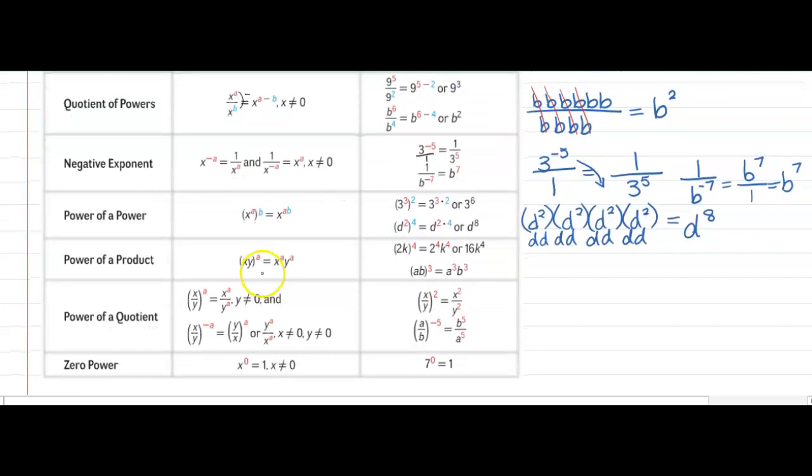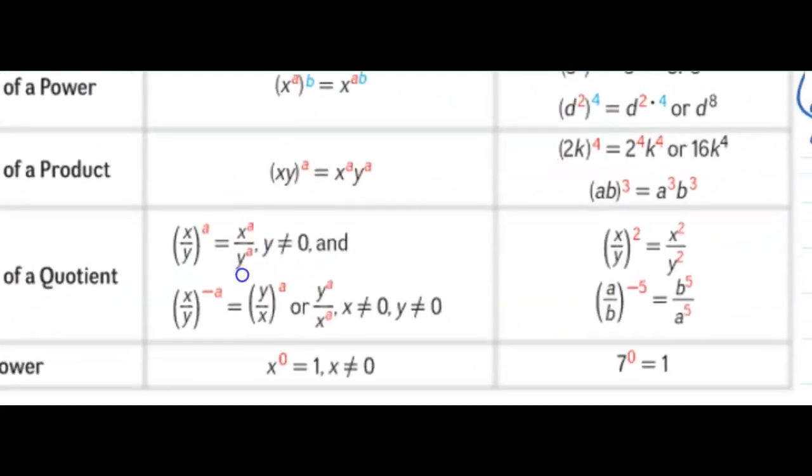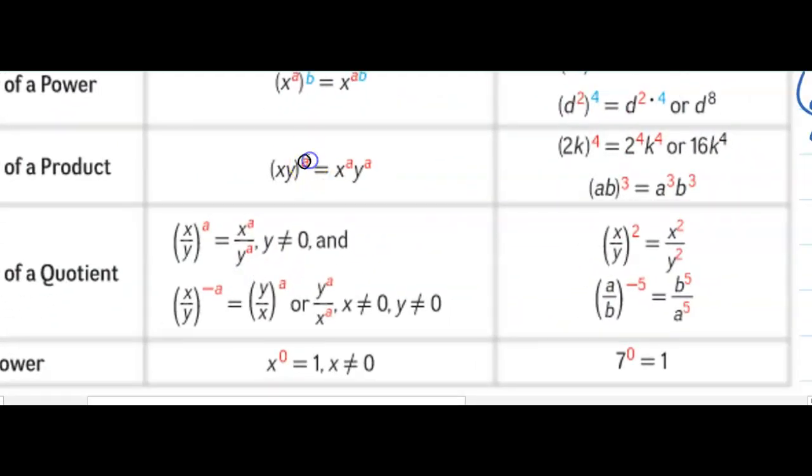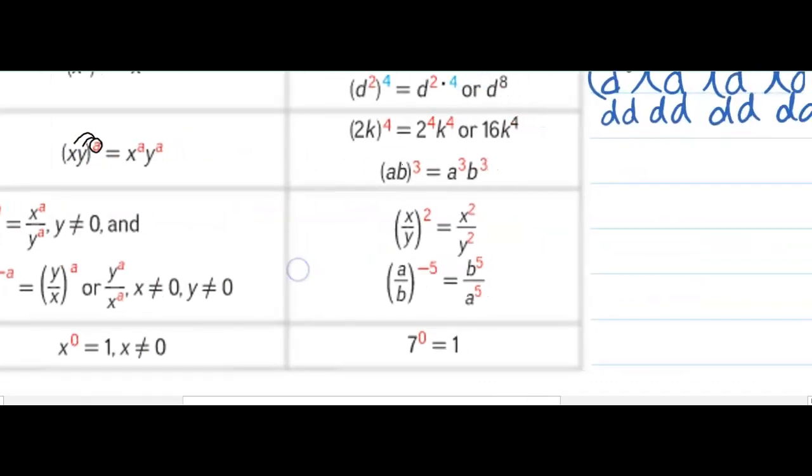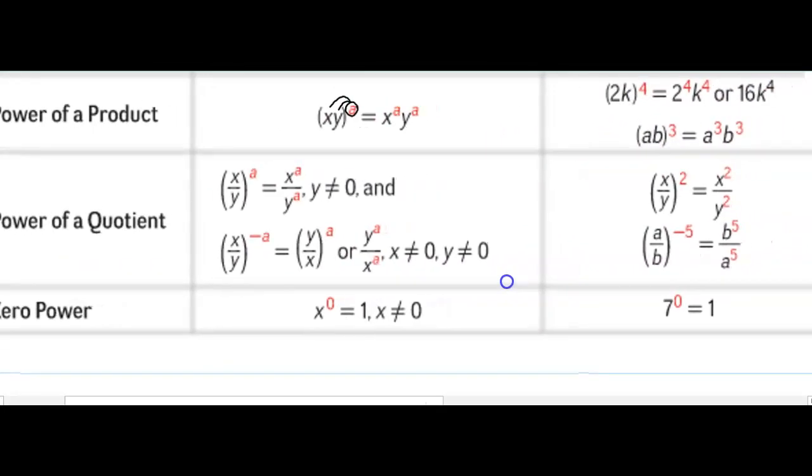Power of a product. This reminds me a little bit of distributing. When we have an exponent outside of the parentheses, we're going to take that exponent and apply it to each base inside the parentheses. So if we have the quantity AB cubed, it becomes A cubed B cubed. The power of a quotient is very similar.